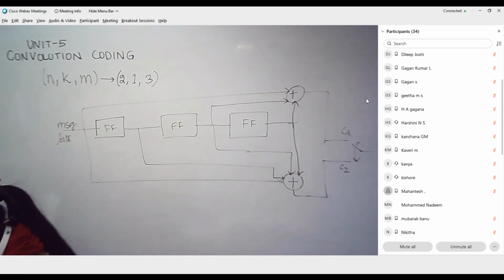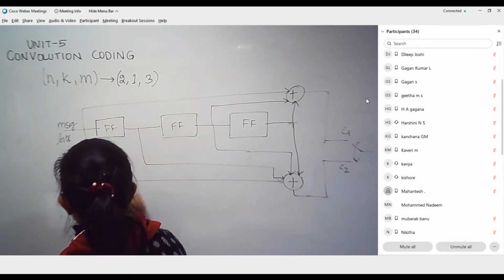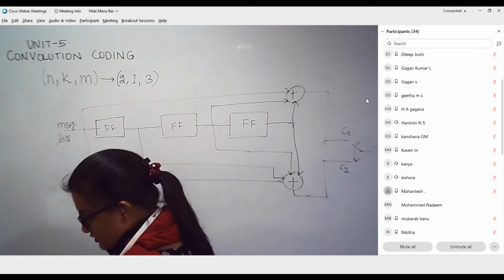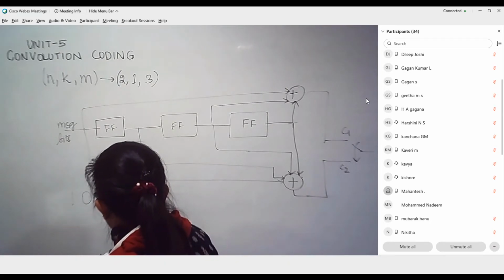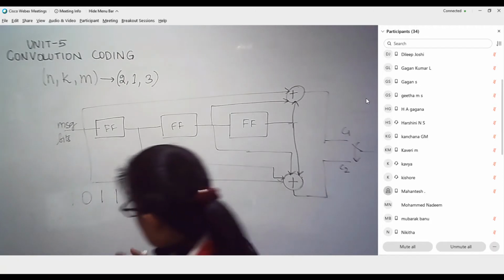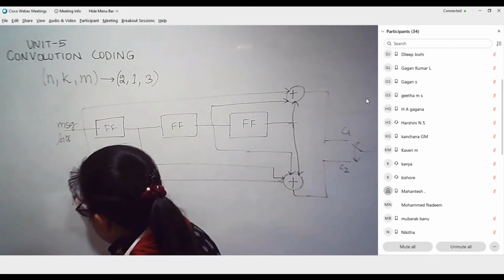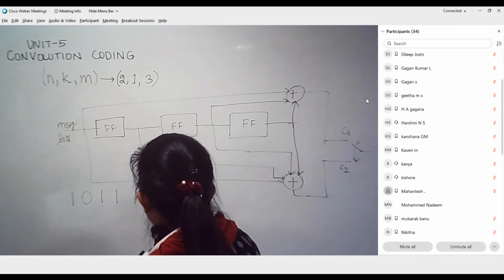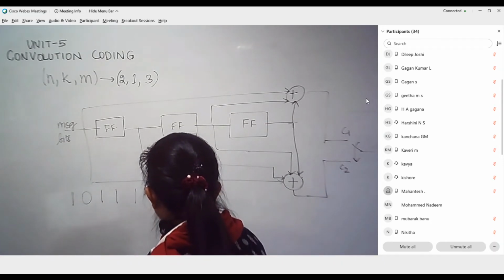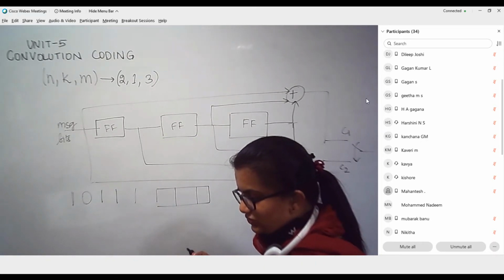Assume that I have the same message sequence, 1 0 1 1 0 1 0. Let me consider an even simpler one: 1 0 1 1 1. You can also consider 0, that's not an issue. Now let us try to write the outputs. So I'll write the sequence over here. Initially all the flip flops will be in the 0 0 0 state.